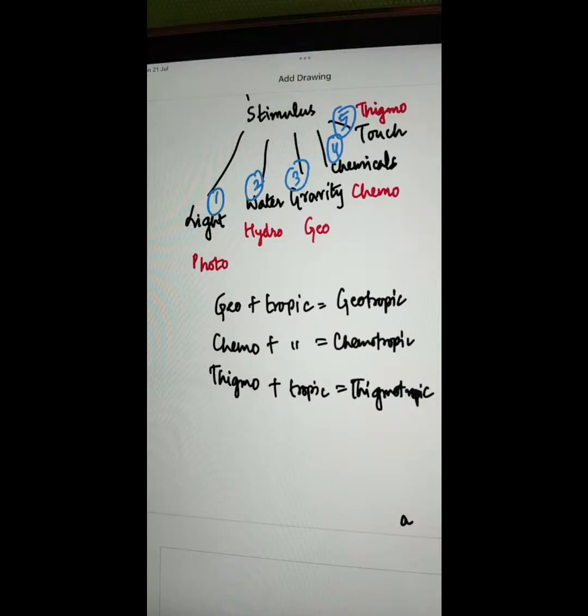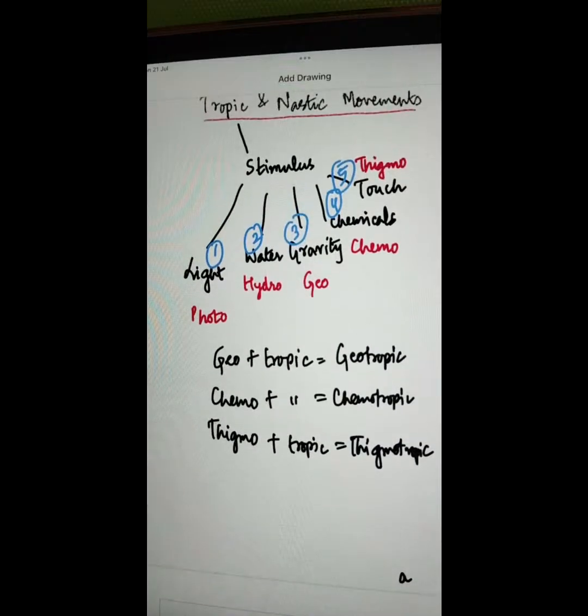So geotropic will be defined as movement of plant in response to gravity. For chemotropic, movement of plant in response to chemicals. For thigmotropic, movement of plant in response to touch. So we are done with these types of stimuli. Now let's go ahead.